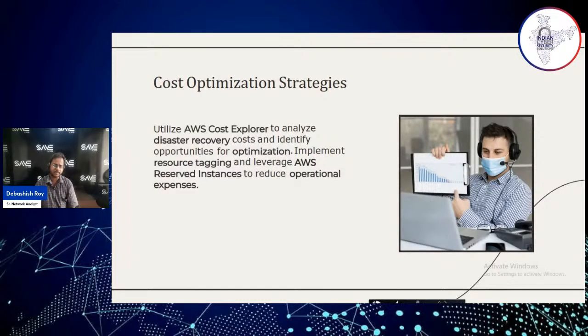Cost optimization strategy is also paramount. Utilize AWS Cost Explorer to analyze disaster recovery costs and identify opportunities for optimization. Because you have to minimize the cost. So you have to implement resource tagging and leverage AWS reserved instances to reduce operational expenses. So you have to reserve the instances, for example, from 1 to 3 years, to minimize the cost.